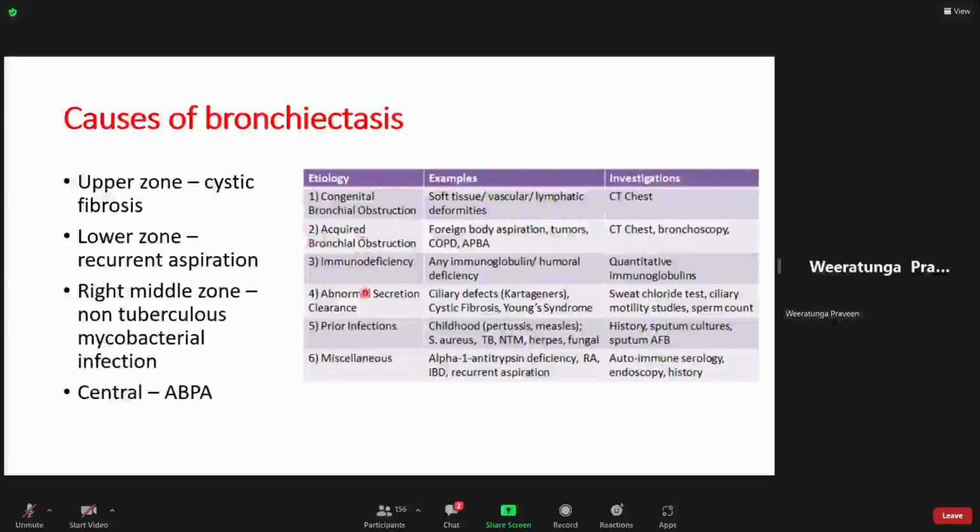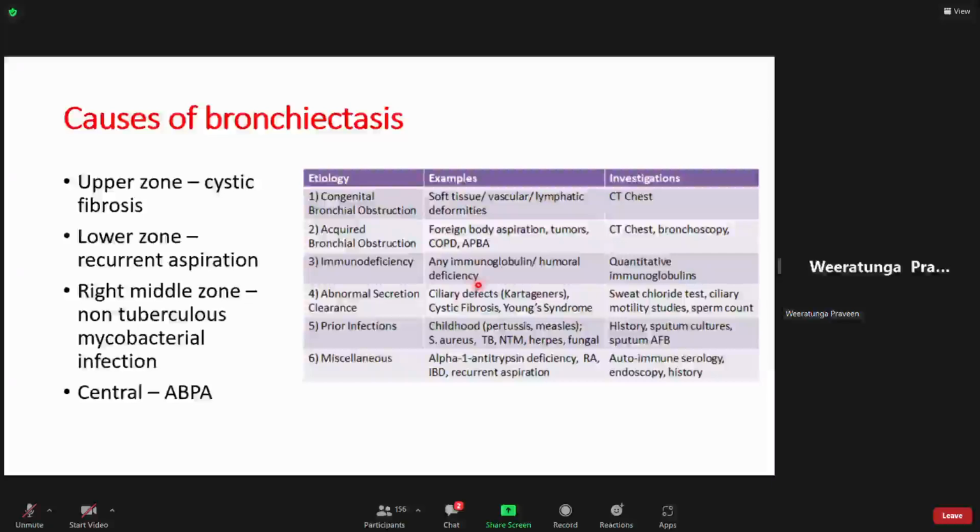Another cause is immunodeficiency. Very important. Remember, this is humoral immunity. Antibody deficiencies. You see bronchiectasis quite often. Immunoglobulin, antibody deficiency. Please write that down. Bronchiectasis is a common complication we see in these patients.